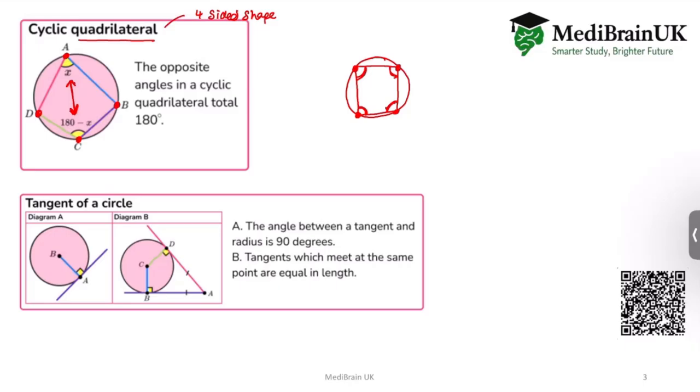So if you know the size of one of the angles, then you can work out the size of the opposite angle because you know the opposite ends have to add up to 180 degrees. And that's the rule about a cyclic quadrilateral which you need to be aware of. Now, the next rule is about a tangent. A tangent is basically a straight line which meets a circle. So if we had a circle over here, and a straight line that doesn't really intersect the circle, I'm going to draw it again.